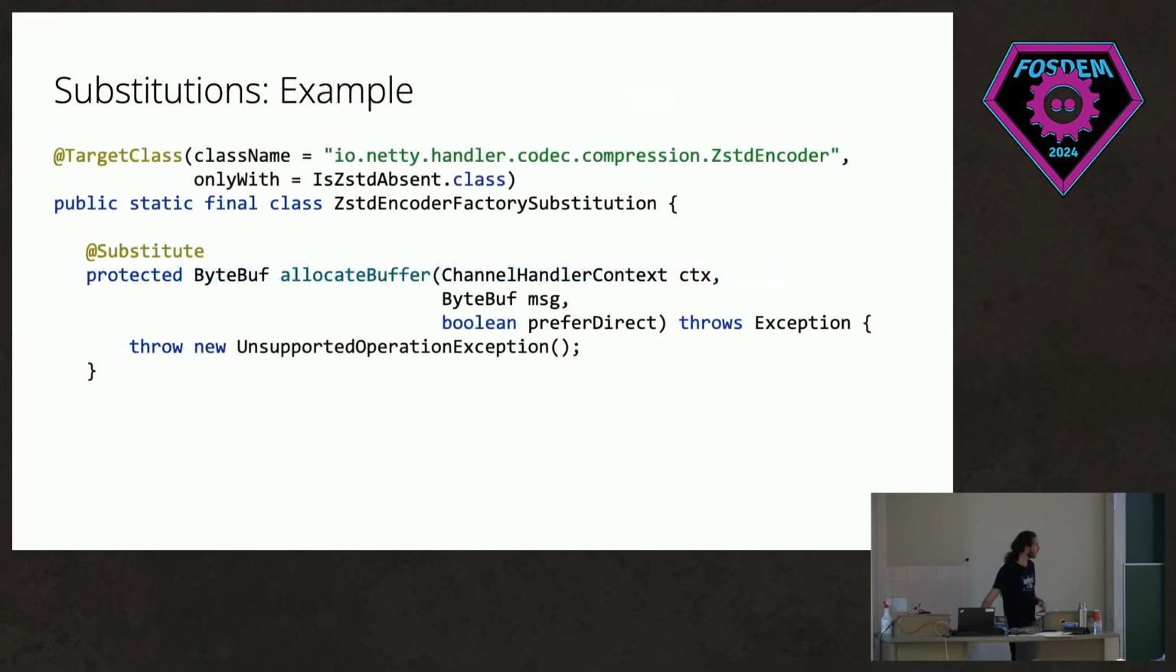To see an example here, we substitute the method allocate buffer in this class, and we only do that when zstd is absent from the class path. What we substitute the method with is a throw of an exception that this operation is unsupported. So if you compile your code to native and it invokes this method while the zstd library is not available, you will get this exception.